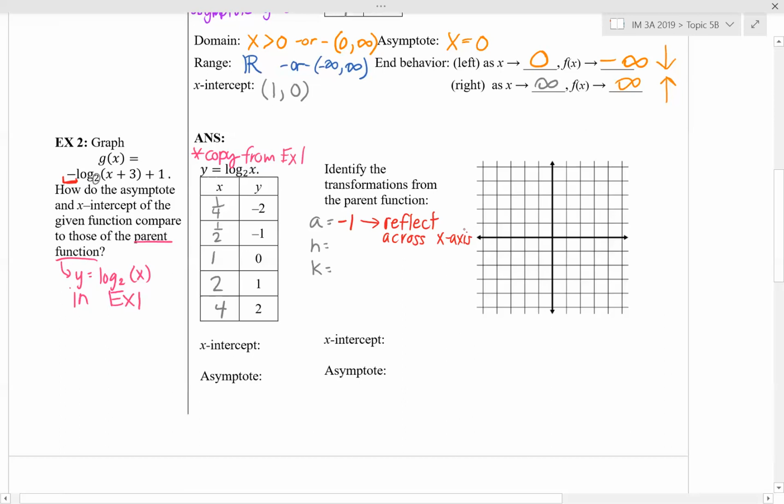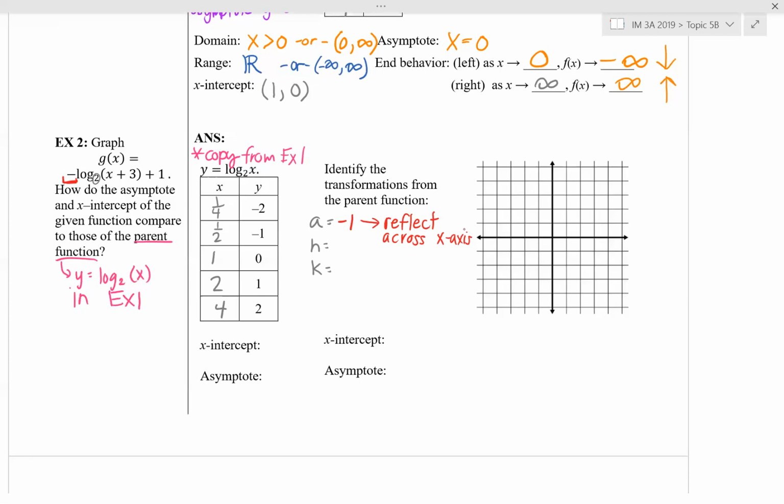There are no stretches or compressions because it's 1, right? So a stretch happens if it's greater than 1. A compression happens if it's smaller than 1. So if it was 2, it would be a vertical stretch by 2. If it was a 1/2, it would be a vertical compression by 2.